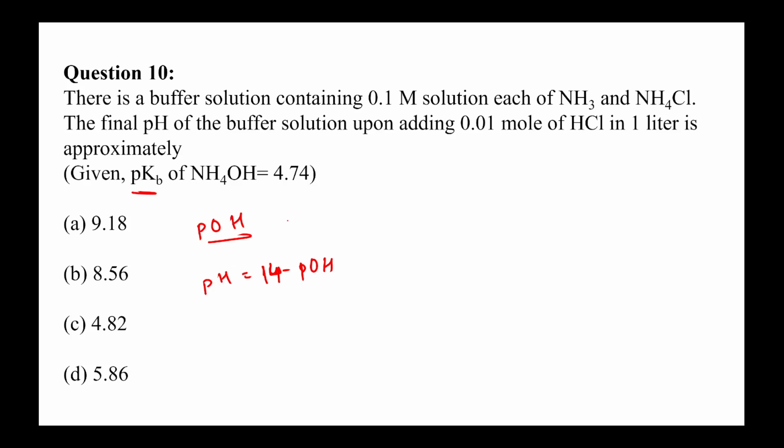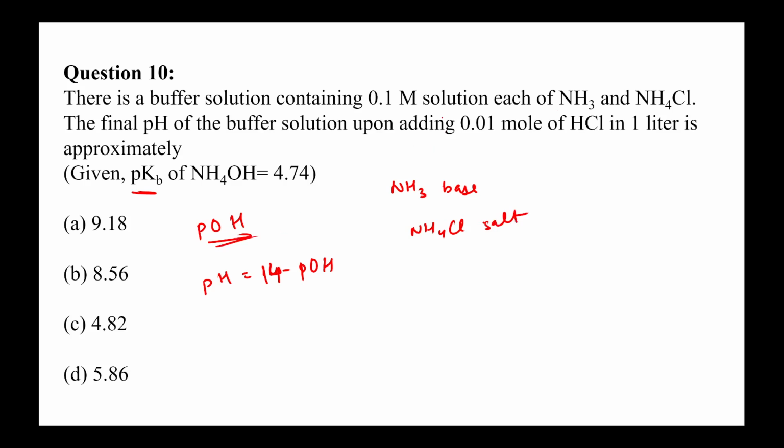And pKb is already given, so you can use the Henderson-Hasselbalch equation. In this case, one more piece of information: NH3 is the base, and NH4Cl is the salt. NH4Cl is basically the salt of the ammonium ion and the chloride ion, right? The chloride ion comes from HCl. So use the equation and find pOH.